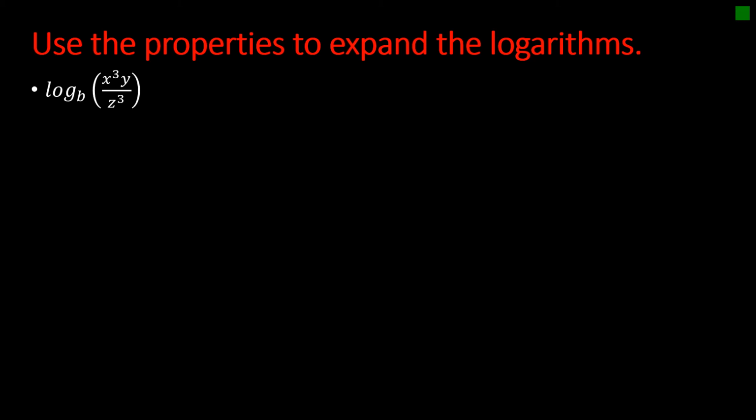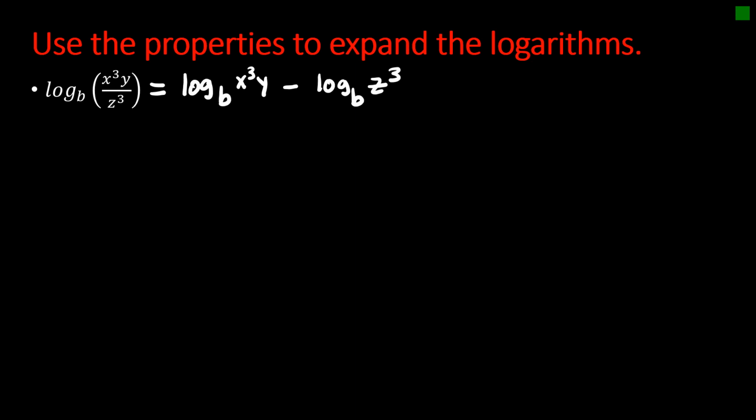Here we want to use the properties to expand the logarithms. So here we have log base b of x cubed y divided by z cubed. The first thing we notice is that we have a quotient. So the quotient will break down as a difference. So we have log base b of x cubed y minus log base b of z cubed.